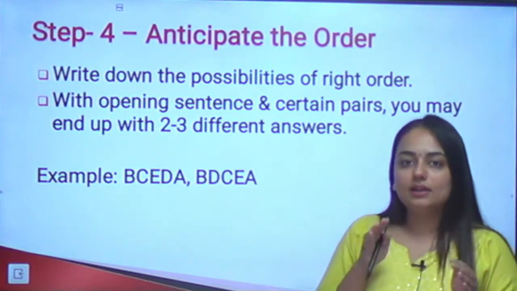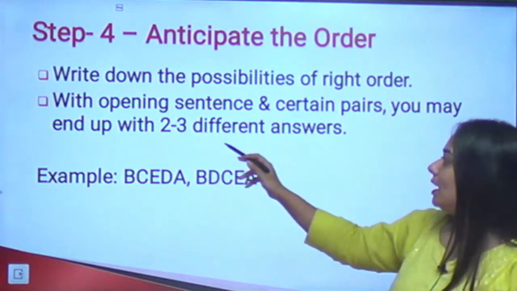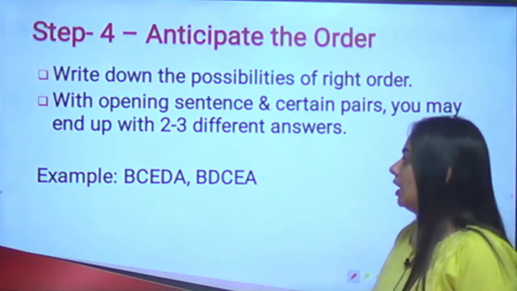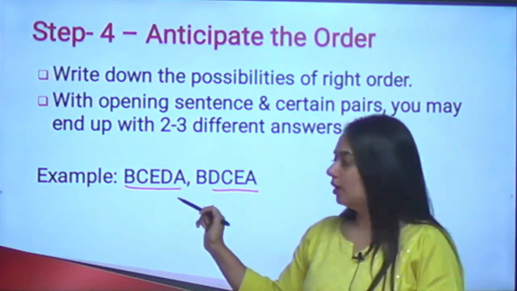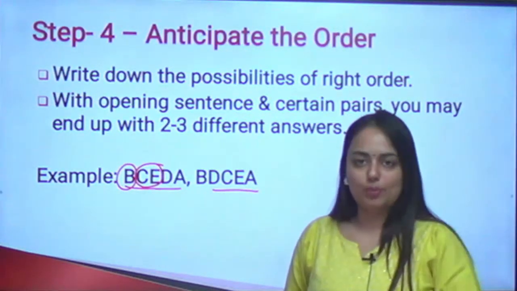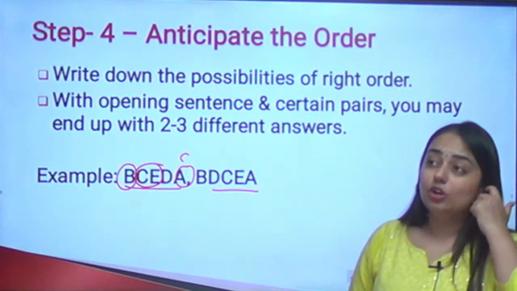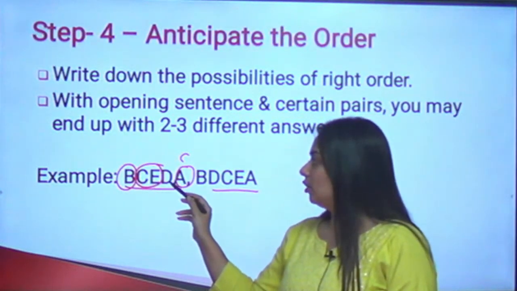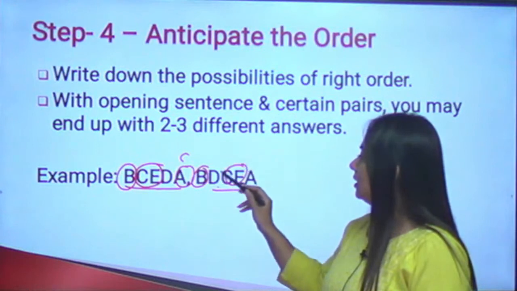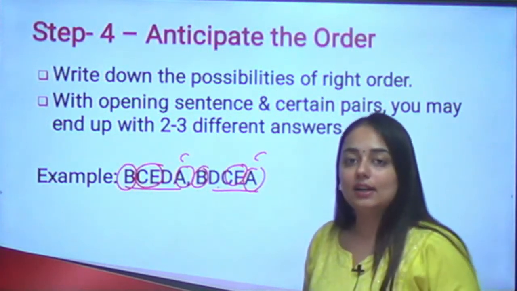Step number 4 is to anticipate the order of the sentences. With the opening sentence and certain pairs, you may end up with two to three different possibilities. For example, you came down to this: one thing I am sure about is that B is the opening sentence, and C and E are a pair, probably a noun-pronoun pair. You also know that A is the conclusion, but you're not sure if D will come before C and E or before A. So this has brought you to these two possibilities. Here also B is the opening, C and E is a pair, A is the concluding sentence. So your next step becomes working wisely towards guessing the right answer.